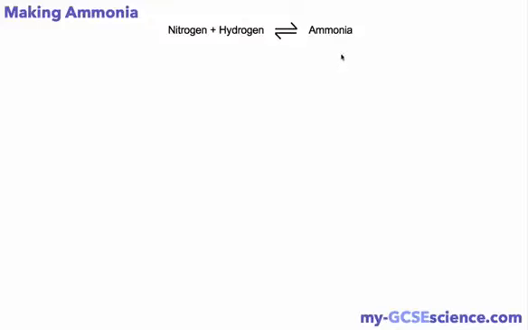Making ammonia is the topic for the video today, and we're going to look at the process, how it works, and the types of raw material that you need. We're going to deal with mostly the foundation tier for this video, and we'll look at the higher tier in the next video. So what we have is this substance called ammonia, and it's a very important substance because it's used to make fertilizer.